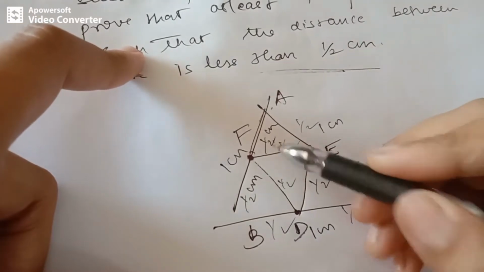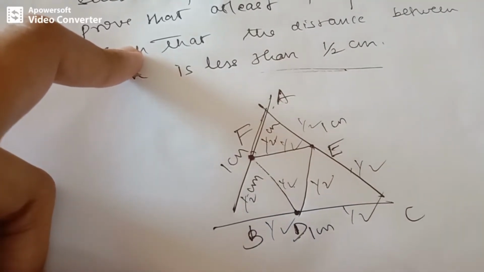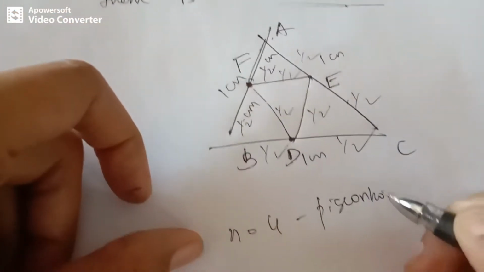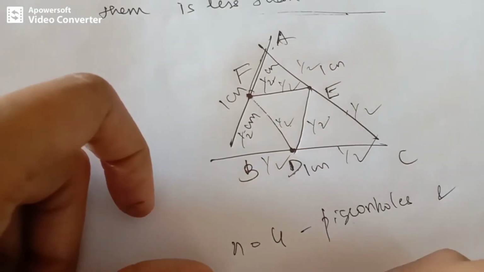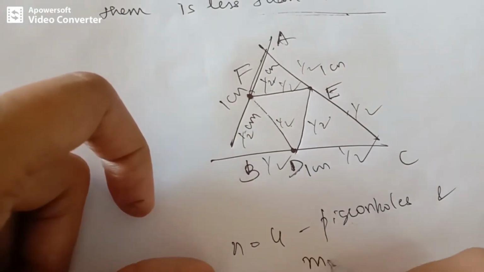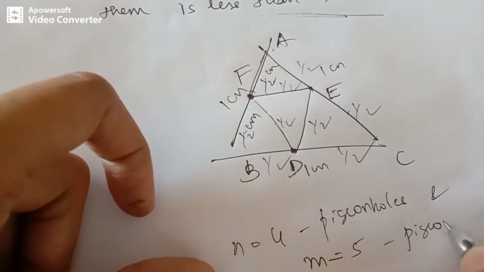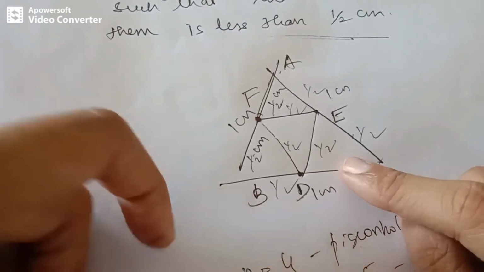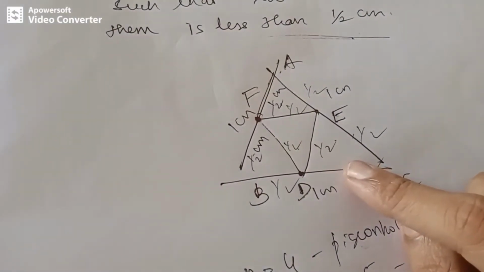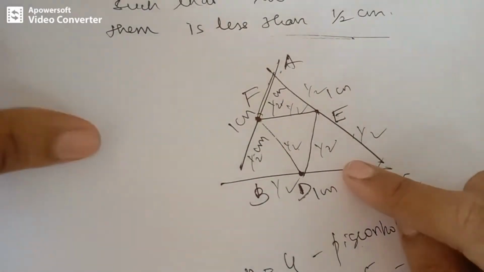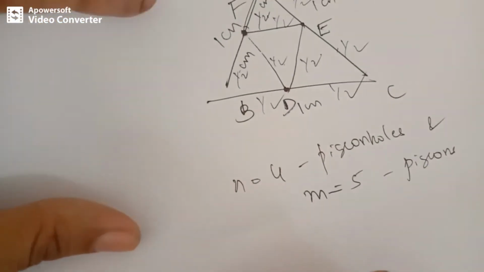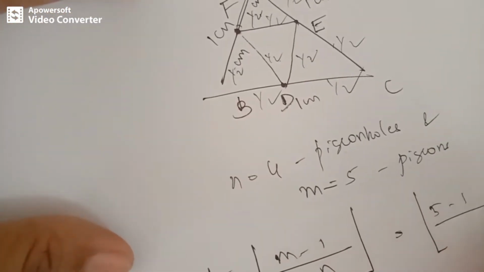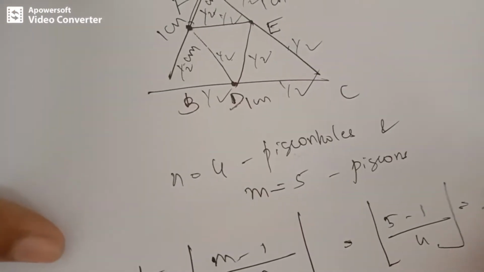Now let us take n equal to 4. Treating these 4 portions as pigeonholes and the 5 points as pigeons, we can derive by the pigeonhole principle, with the formula (m minus 1) divided by n, which is (5 minus 1) by 4, that is 1.